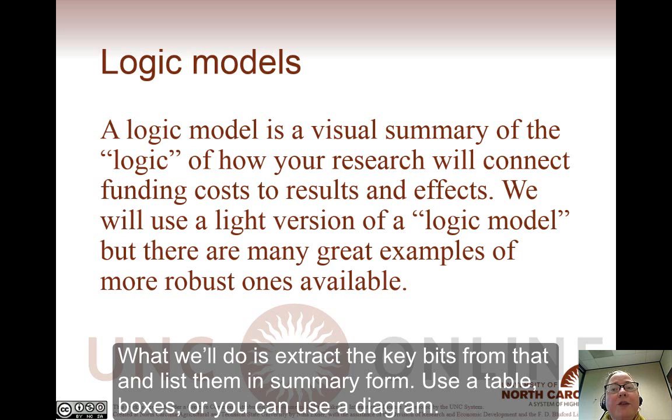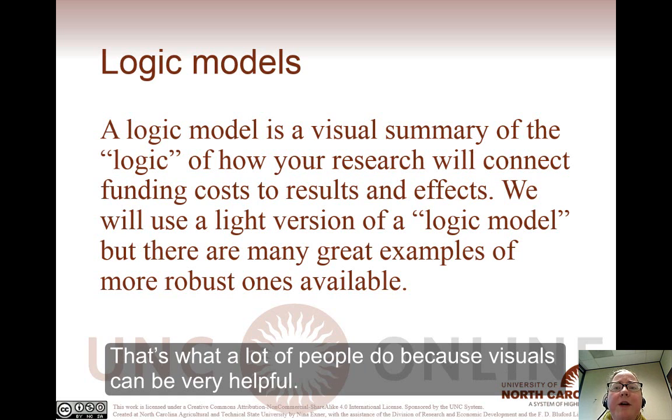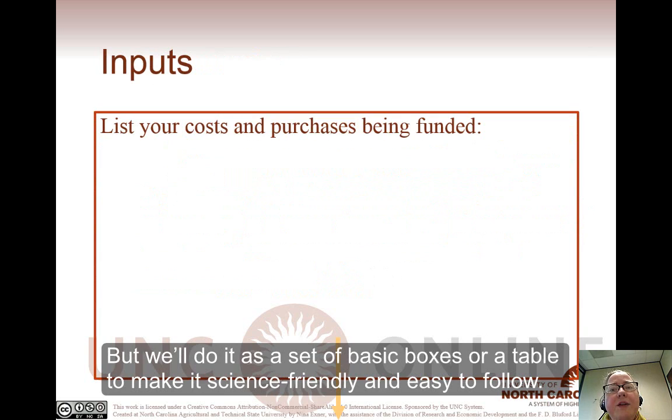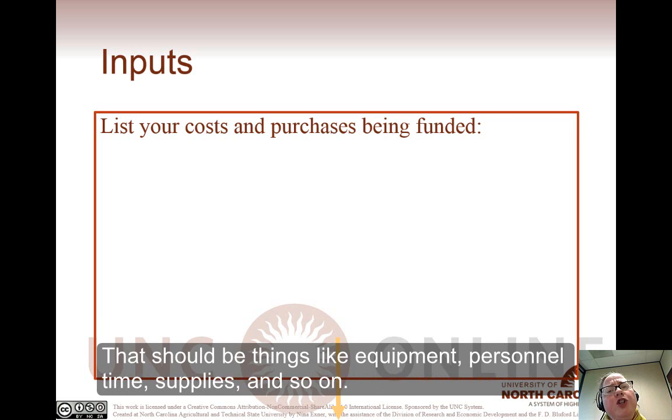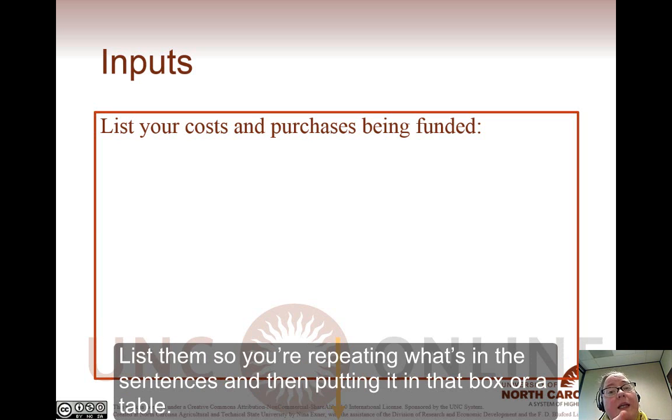Use a table or boxes, or you can use a diagram. That's what a lot of people do because visuals can be very helpful, but we'll do it as a set of basic boxes or a table to make it science-friendly and easy to follow. So, start with your costs, the inputs being put into your project from the grant. And that should be things like equipment, personnel time, supplies, and so on. List them so you're repeating what's in the sentences and then putting it in that box or table.